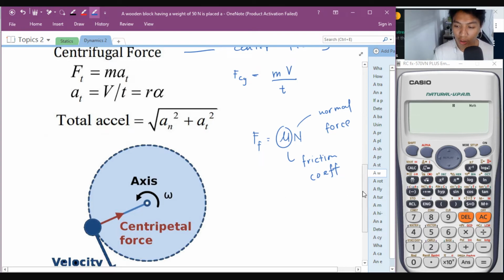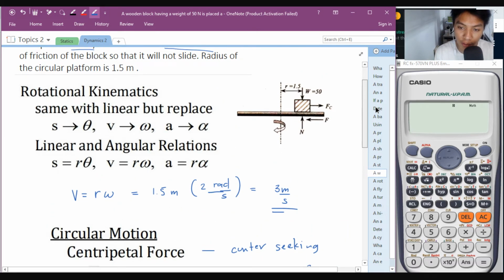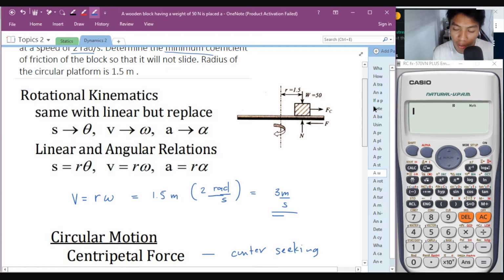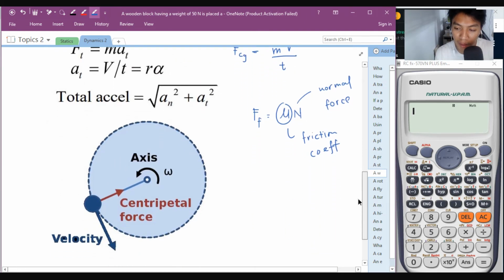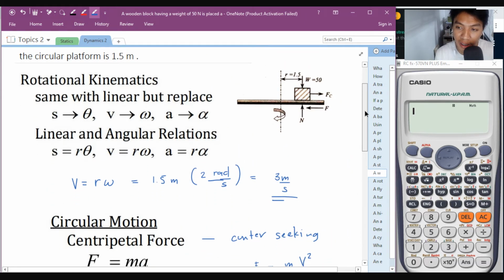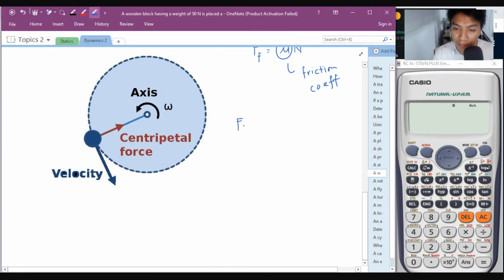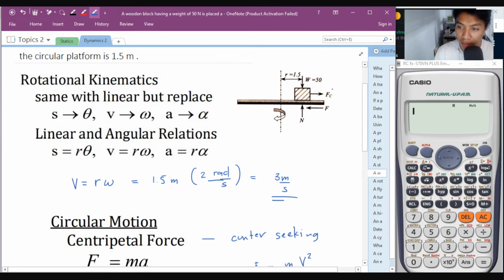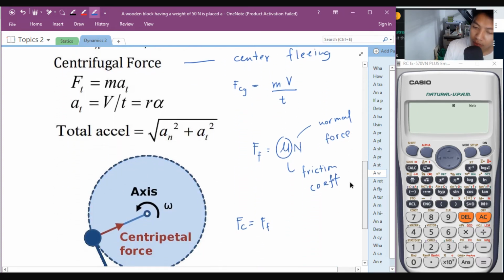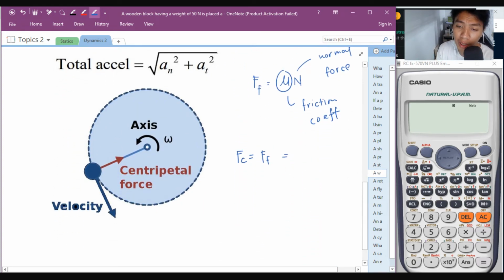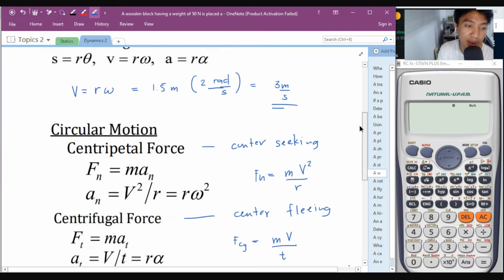Now, what are the forces counteracting here? You have the centrifugal force. What is the counteracting force for your centrifugal? Of course, your frictional force. There is no outside force here. So, FC is equal to FF. In the free body diagram, the FC is only counteracted by this, nothing else. But first, we have to find FC.